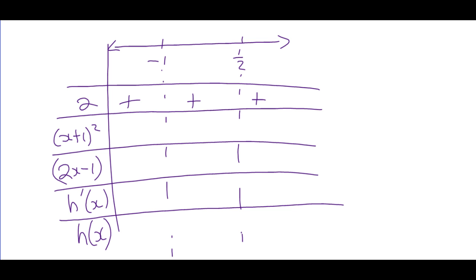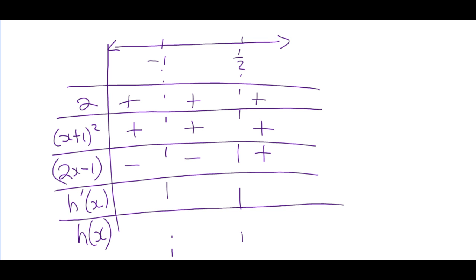So x plus 1 squared, that's always positive, right? It doesn't matter what you put in there, you're going to square it, so that's always positive. The 2x minus 1, okay? So if we have, like, -1,000,000, that's going to be negative in this interval. Throw a 0 in there, it's still going to be negative in this interval. And then above a half, whatever, it's going to be positive.